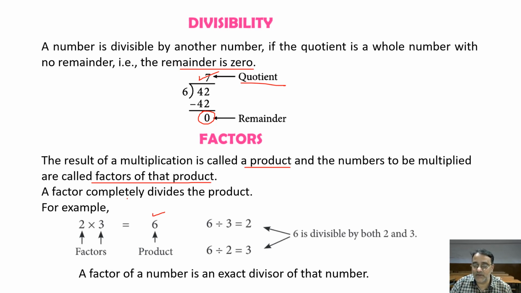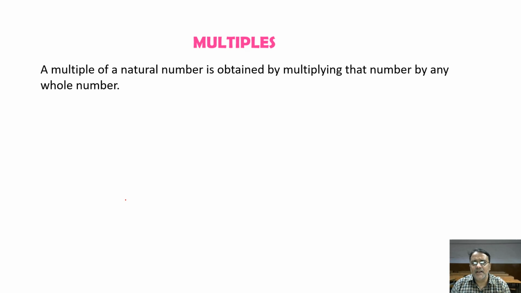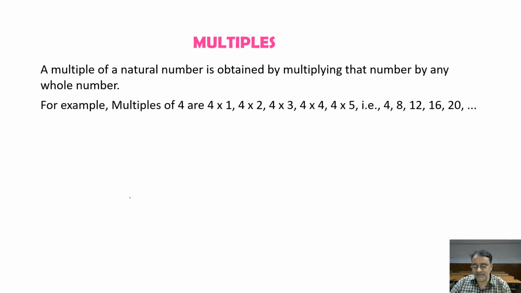Now this is factor. Now coming to the next, multiples. A multiple of a natural number is obtained by multiplying that number by any whole number. For example, suppose multiples of 4. 4 into 1, 4. 4 into 2, 8. 4 into 3, 12. 4 into 4, 16. So if we go on multiplying, then we'll get all multiples of 4. That is 4, 8, 12, 16, 20. These are the multiples of 4.